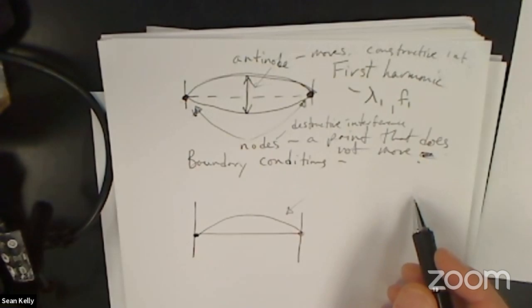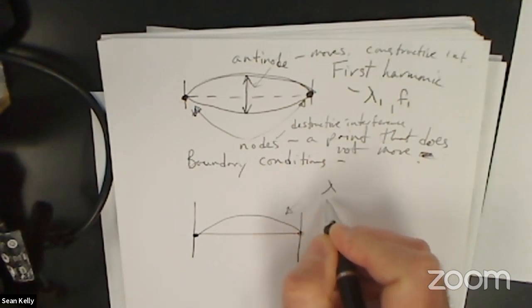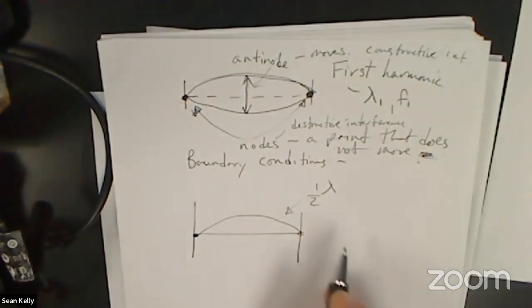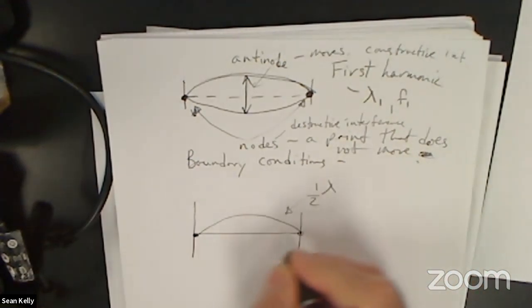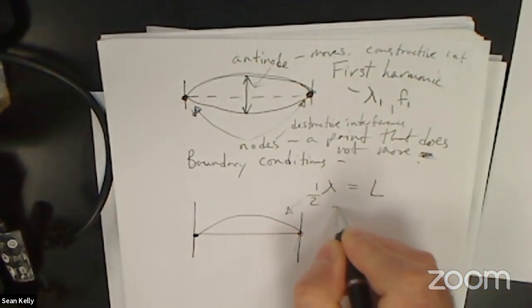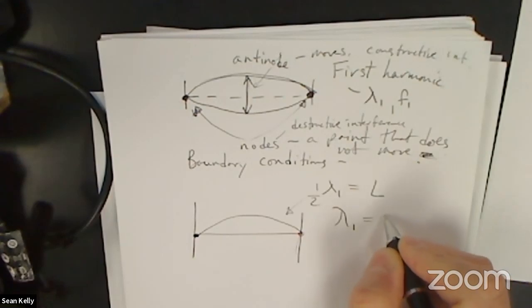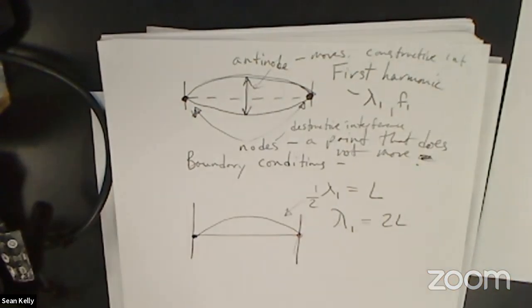Is that a full wave? It's only half a wave, because you go exactly... It's exactly 1/2 of a wave. So if 1/2 of the wave is equal to the length L, then what is the wavelength? It must be 2L, right?